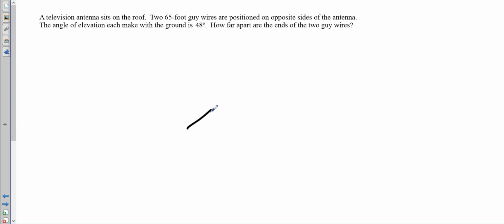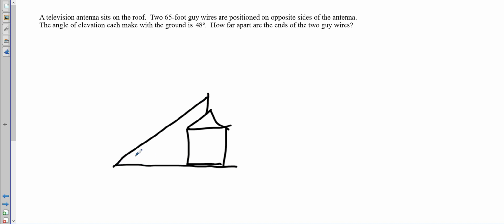So here we go. I'm just going to draw a little picture. Here's this ugly looking house, and here is this antenna. And what happens is there are two 65-foot guy wires positioned on opposite sides of the antenna. The angle of elevation of each with the ground is 48 degrees. So we have one right here. Let's just go to the ground.